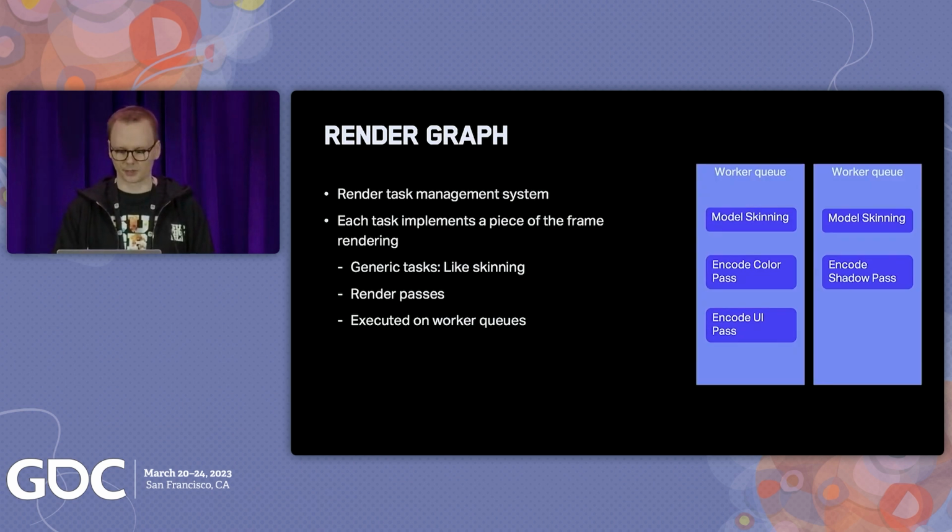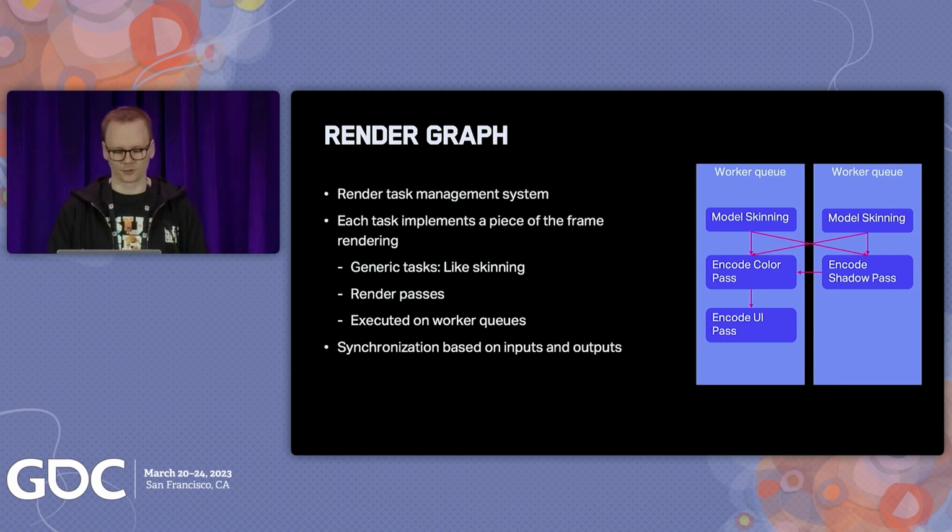These tasks are then queued for execution on worker queues, and we can have basically any number of worker queues, depending on how many different cores the platform has. It really makes sense to use a different amount of queues. Synchronization is based on the inputs and outputs of these nodes. As you can see, there is a dependency between model skinning and the different render passes here. So the model skinning needs to complete before the render passes can start.